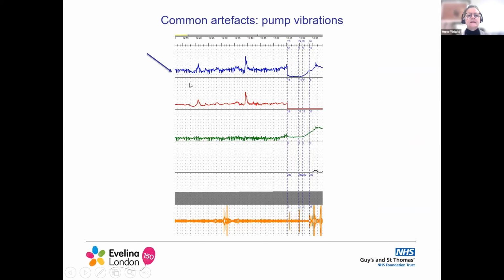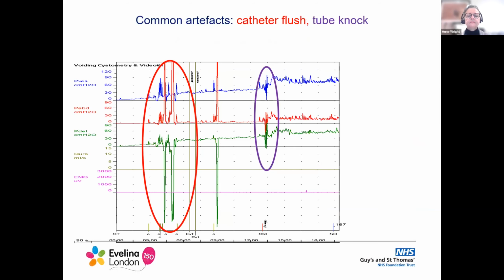Here you can see this very spiky presentation on your PVES line and your PDET line. And this is a pump vibration that occurs if you're filling very rapidly. The filling line transmits to the measuring line, and it disappears when you stop filling. You can prevent this with a pump guard.